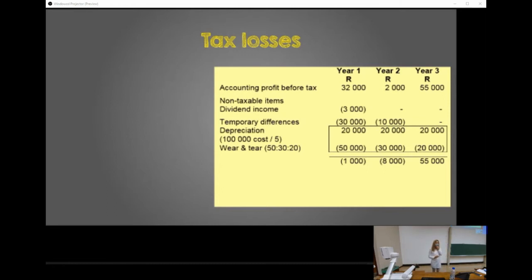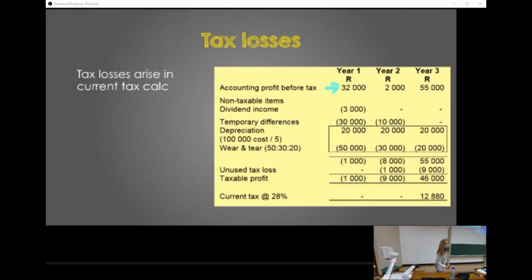Okay, so we see that the tax losses arise in the current tax calc. We can see here they actually had a profit for accounting purposes, but because of the adjustment, they end up with a tax loss. Obviously they might have an accounting loss as well, which will just make it worse. But what I want you to realize is that tax losses are calculated in the current tax calc.